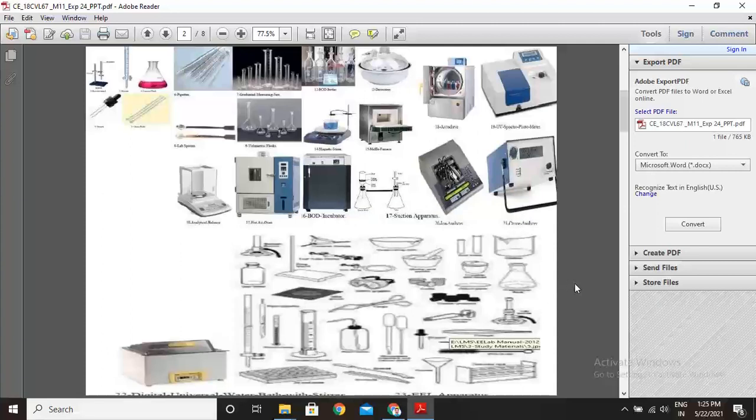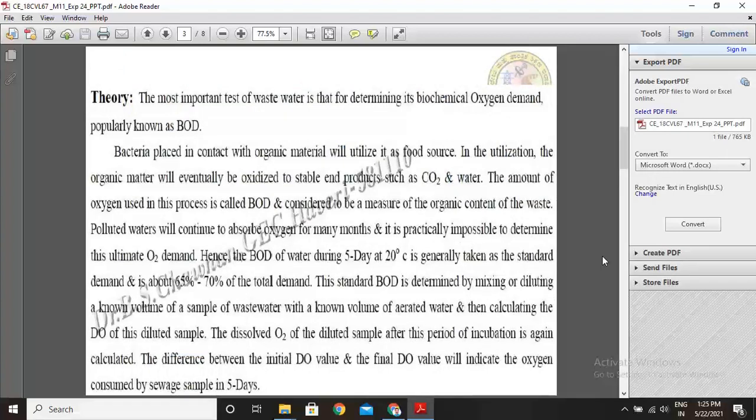Next, I want to explain about the theory or basic concept of BOD. The most important test of wastewater is that for determining its biochemical oxygen demand, popularly known as BOD.